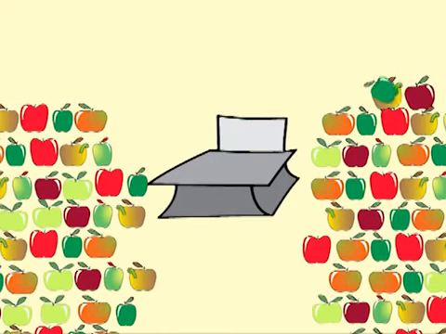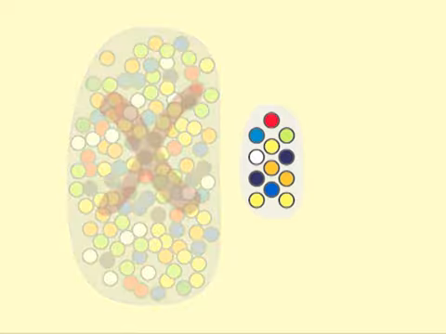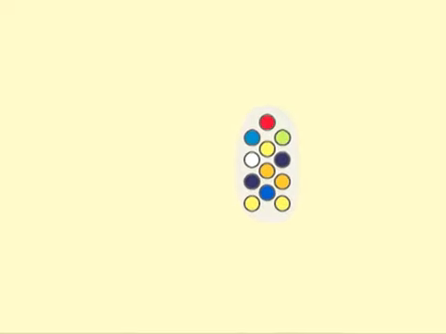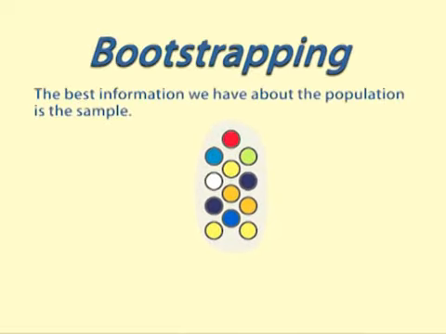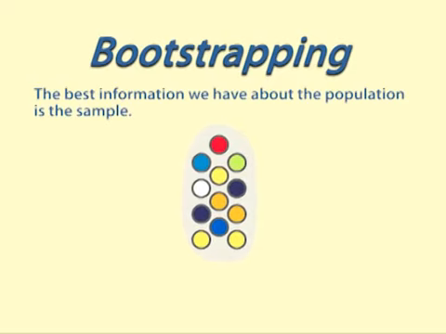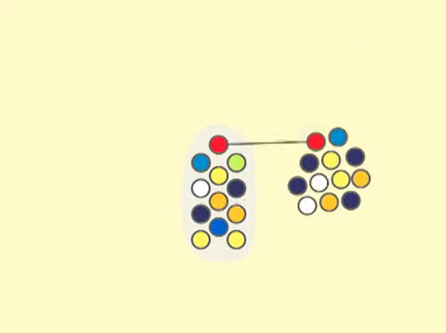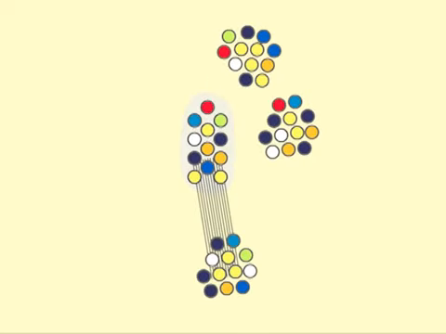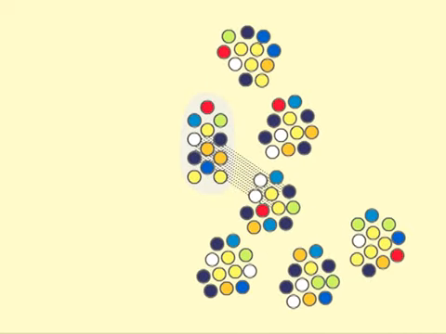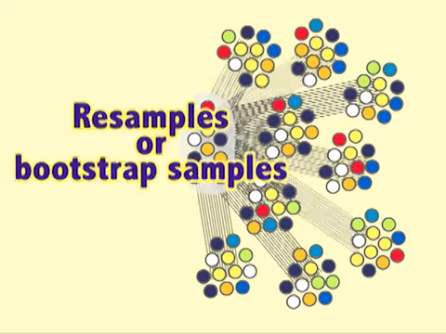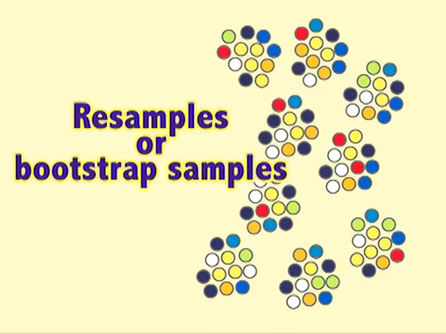The point is that we have only the sample data and we wish to get the best possible information we can from it. So we pretend that the sample is the population. It is the best information we have. Then we take a whole lot of samples of the same size from our sample. We need to sample with replacement, otherwise each sample will be identical. These are called resamples or bootstrap samples.